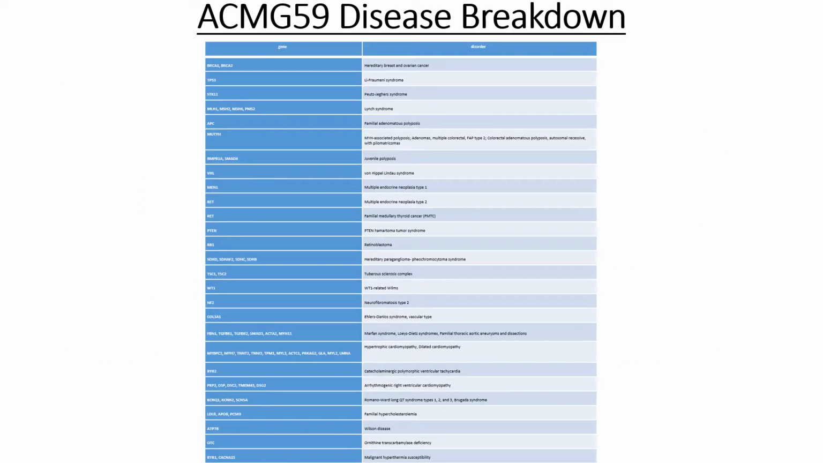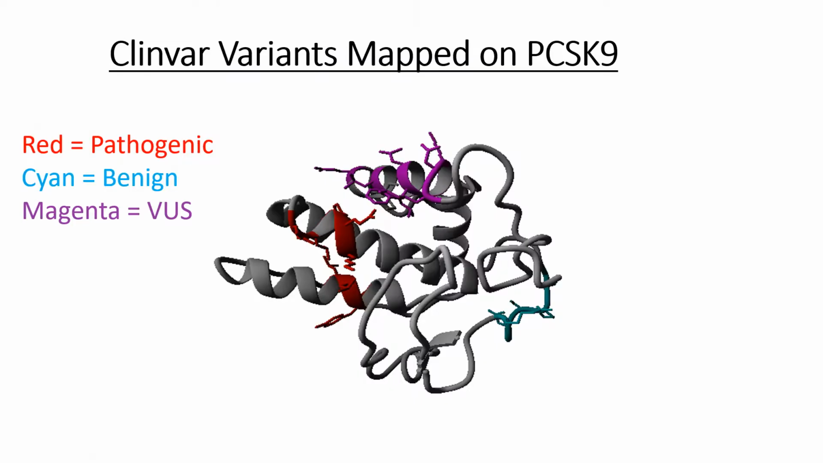And I know this is hard to see, but here's just a breakdown of the diseases associated with the aforementioned 59 genes on the ACMG 59 list. Here's a more zoomed in view of a structure. This is actually a mutation that was found in a patient during my time at Michigan State University's medical school this past summer.